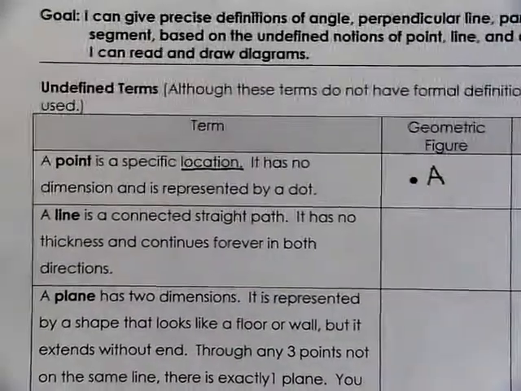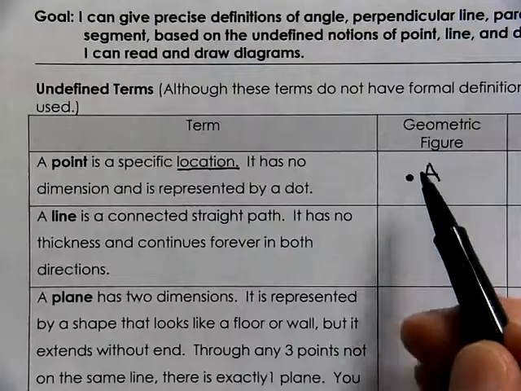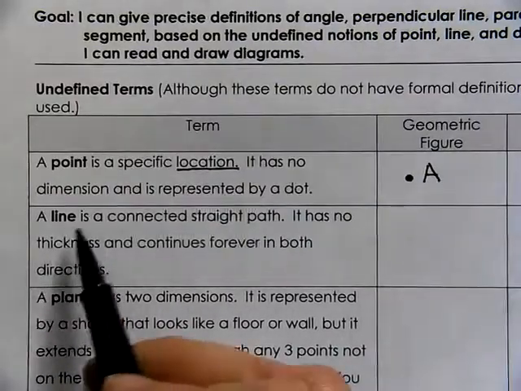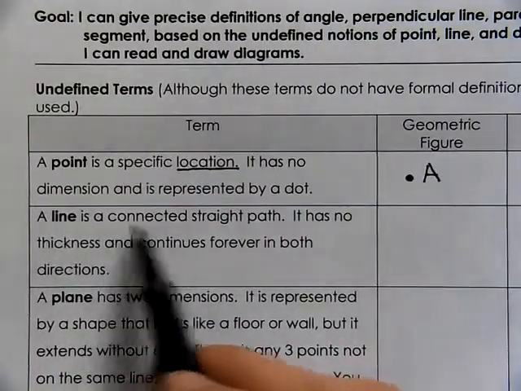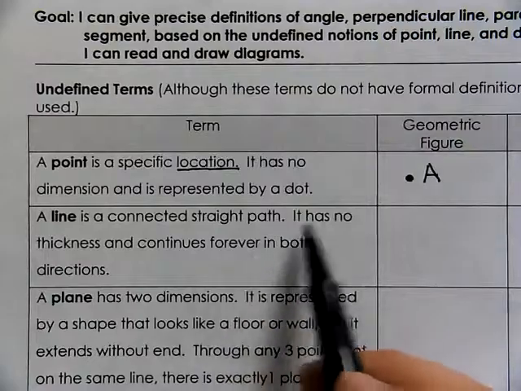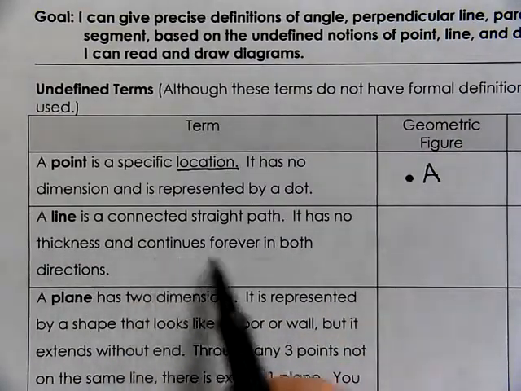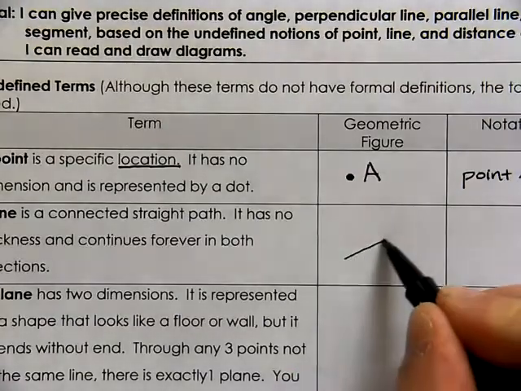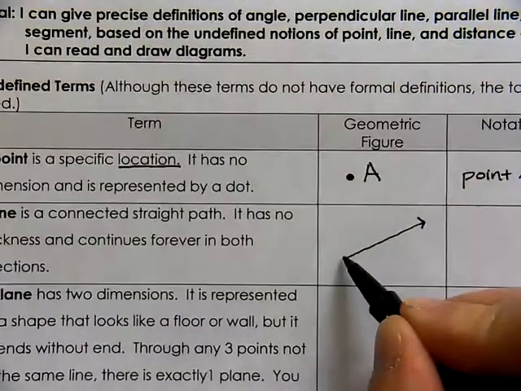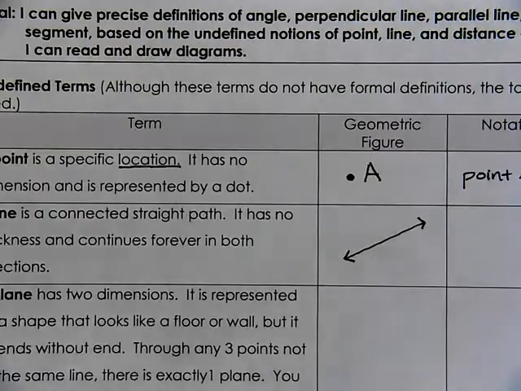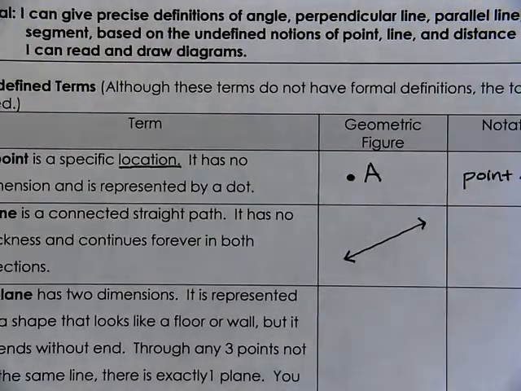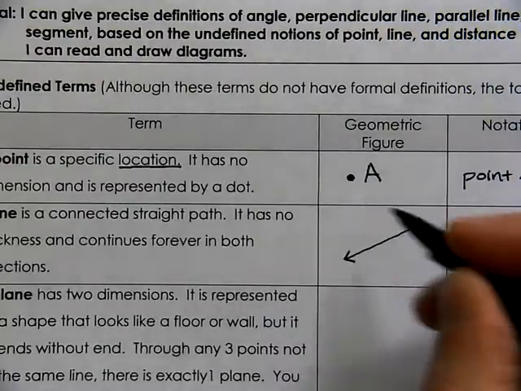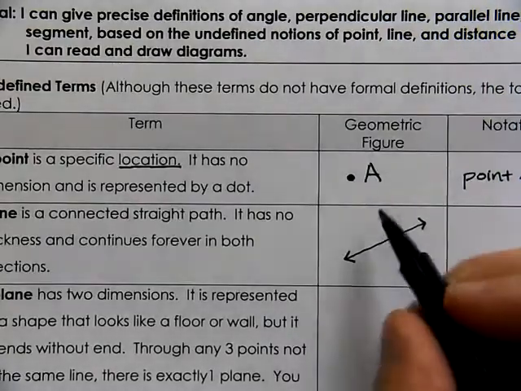Now, if we were to take several of those locations, those points, and connect them together, we could create a line. So a line is a connected straight path. It has no thickness, and it continues forever in both directions. So that means we're going to put arrows on the end of this line to indicate that it continues forever in both directions. Now, there are several ways that we can notate this, and so we need some letters on this diagram to make sense.